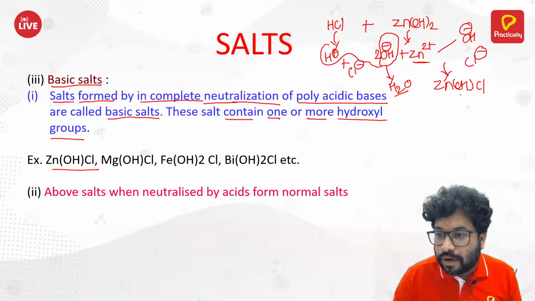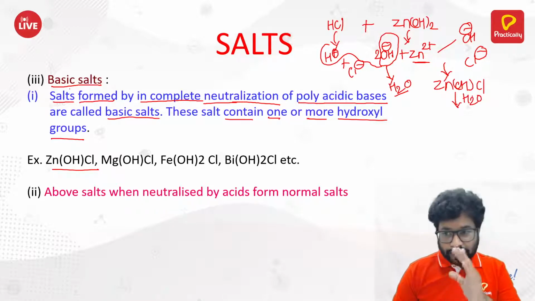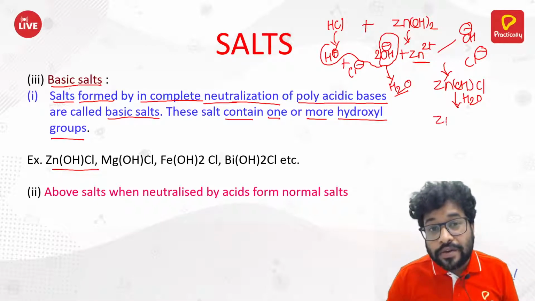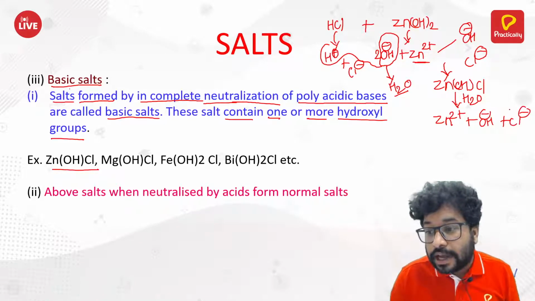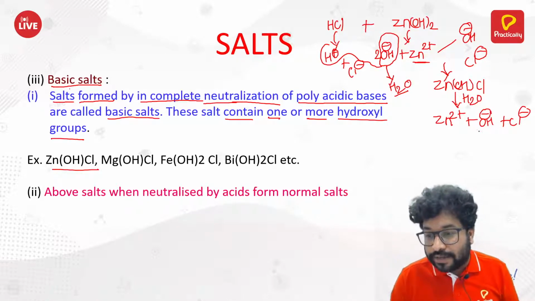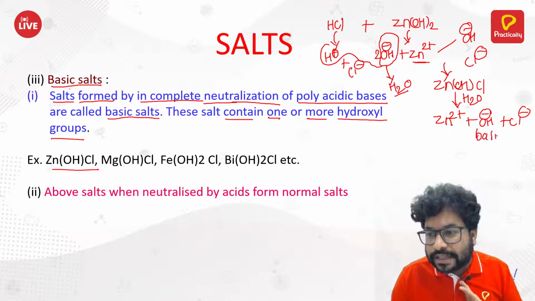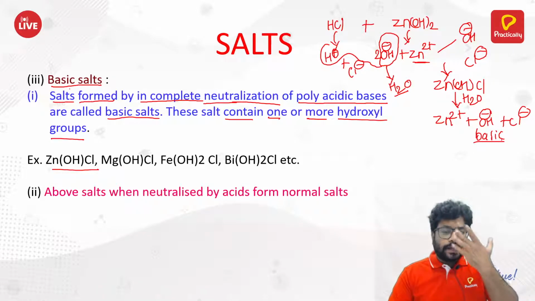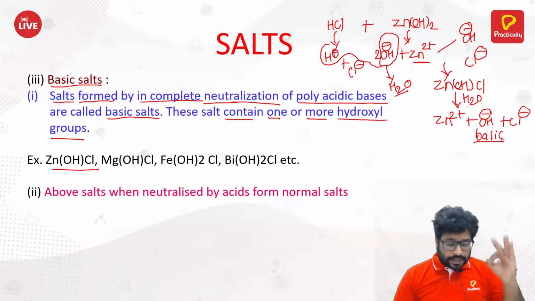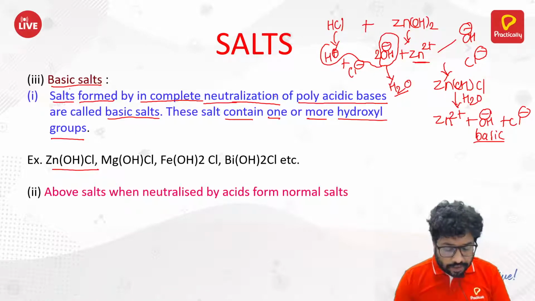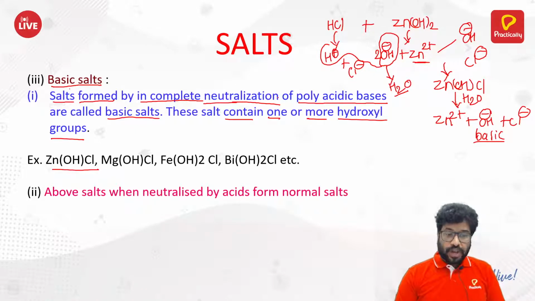That is how ZnOHCl is formed. When you try to dissolve this in water, what do you get? You get Zn2 plus, OH minus and Cl minus. Now this OH minus obviously is what? It's the base part, right? So it's basic. That is why the solution of basic salts in water is always basic.